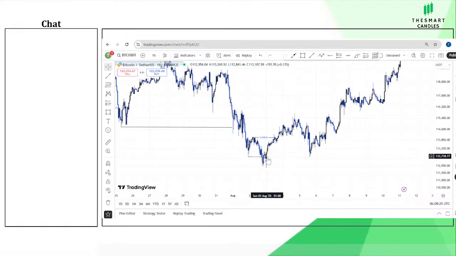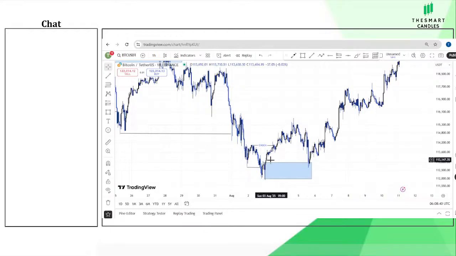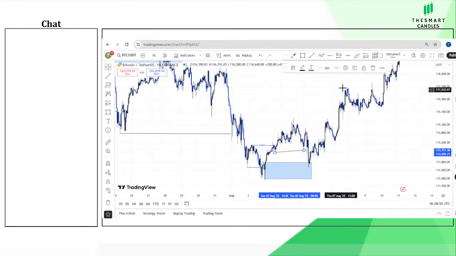Market came back into this demand zone that caused that change of character. That was the zone. Now, if you look at this point, you see there's a fair value gap, and we had all of this liquidity validating that order block. We had all of this liquidity here, which was taken out.